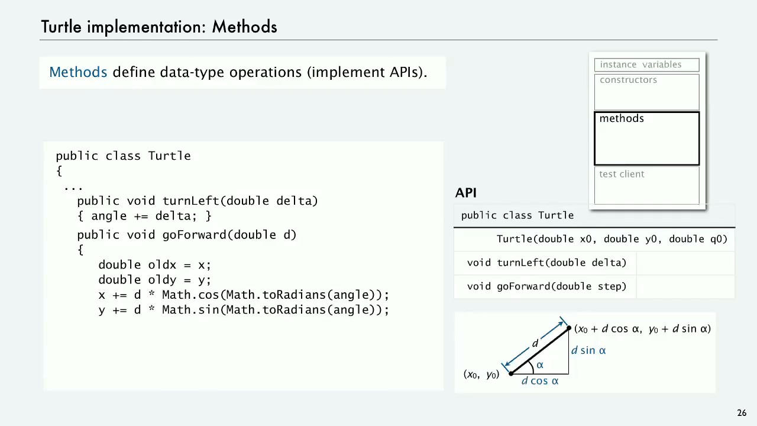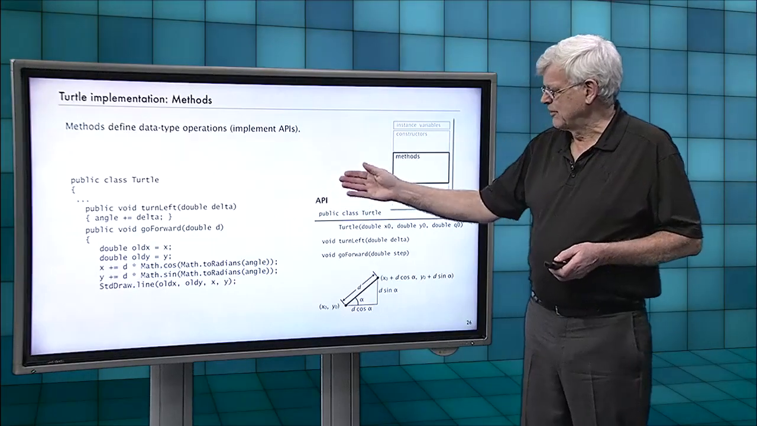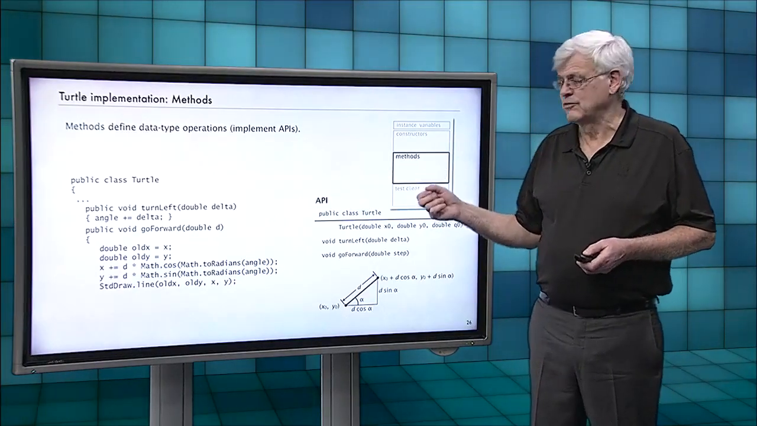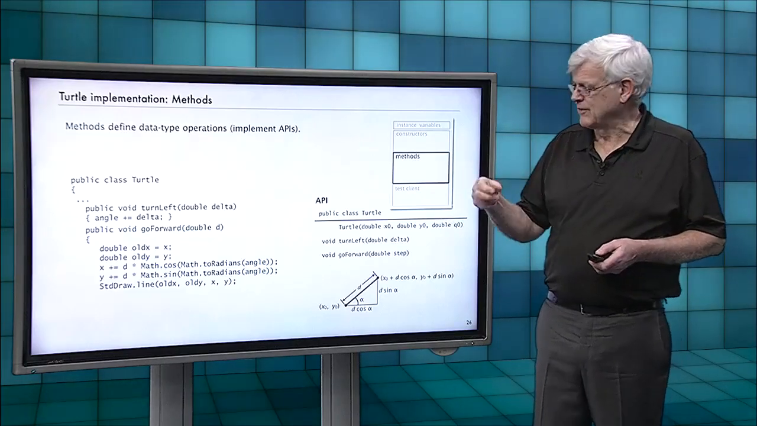So you can do this math to figure out the change in x, y coordinate if you want to go a distance d at the angle, and that's just doing that math. And now we use standard draw to draw a line from the old position to the new position. And notice this x plus equals, y plus equals, that changes the value of the instance variables for that turtle. That's what brings it to the next thing.